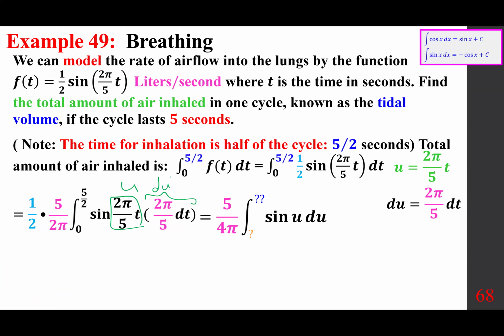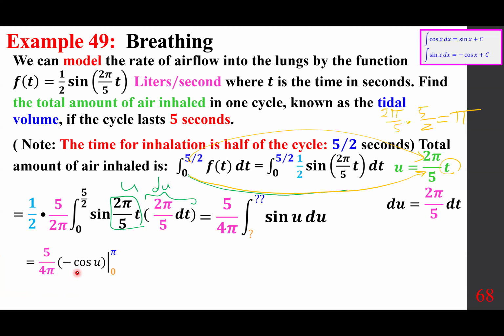Now, what are the new limits? Well, plug in 0. Let me use a different color. Plug in 0 and you get 0, right? So you're going to change the t. Plug in 5 halves, so we get 2 pi over 5 times the t, which is 5 halves, and that's pi. The derivative of sine is cosine. The integral is negative cosine, and we keep the 5 over 4 pi. We're going to go from 0 to pi.